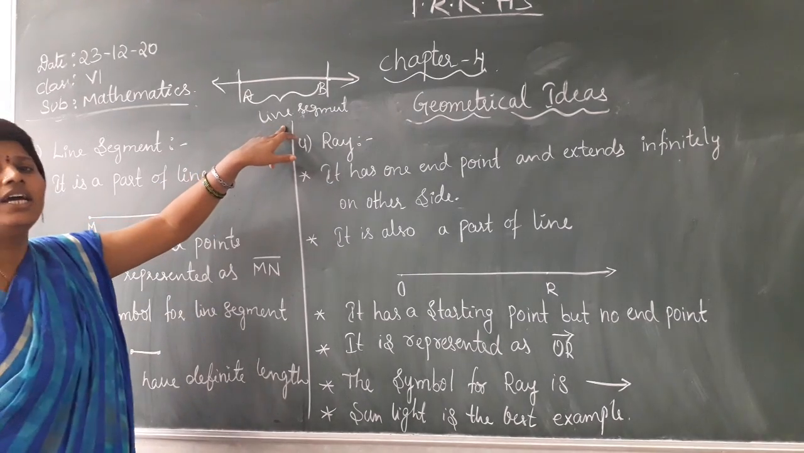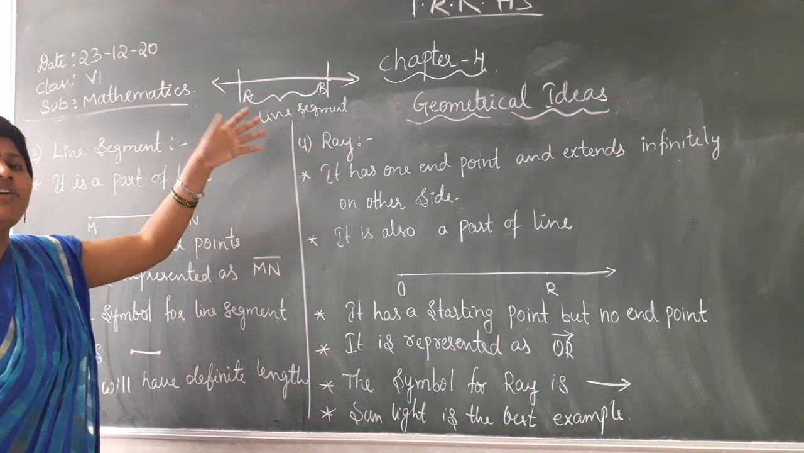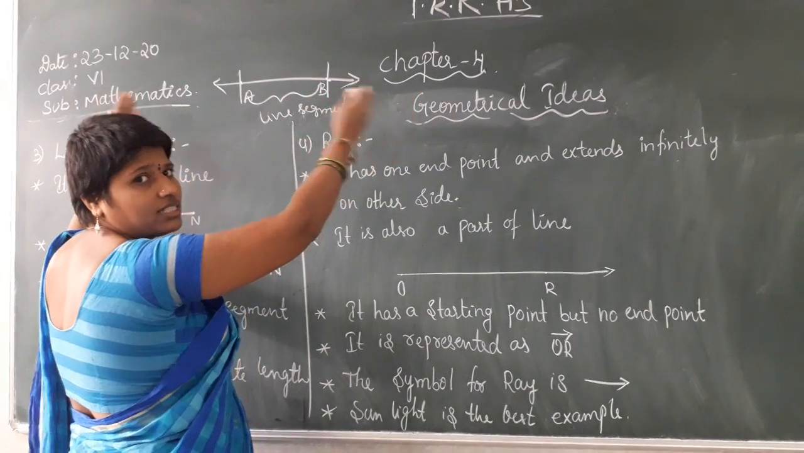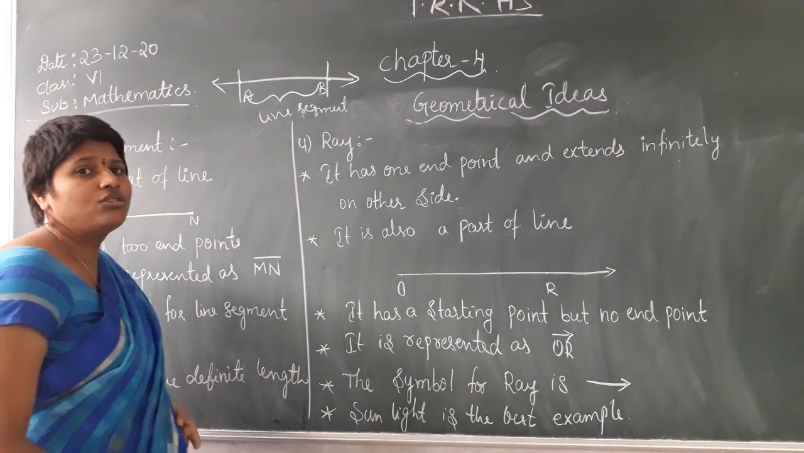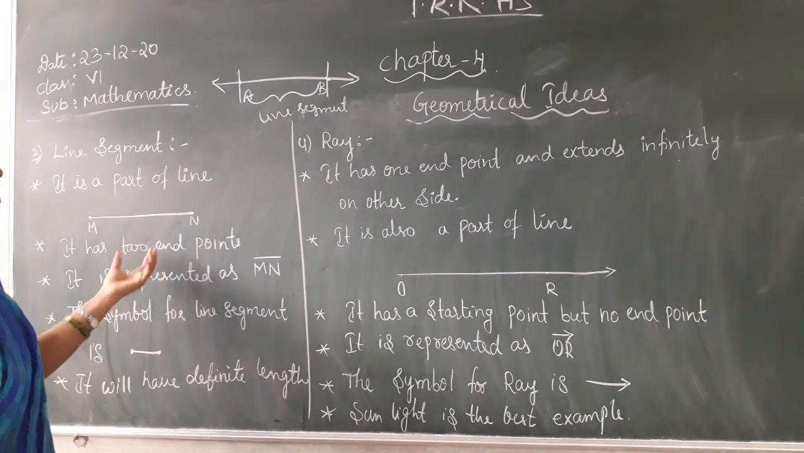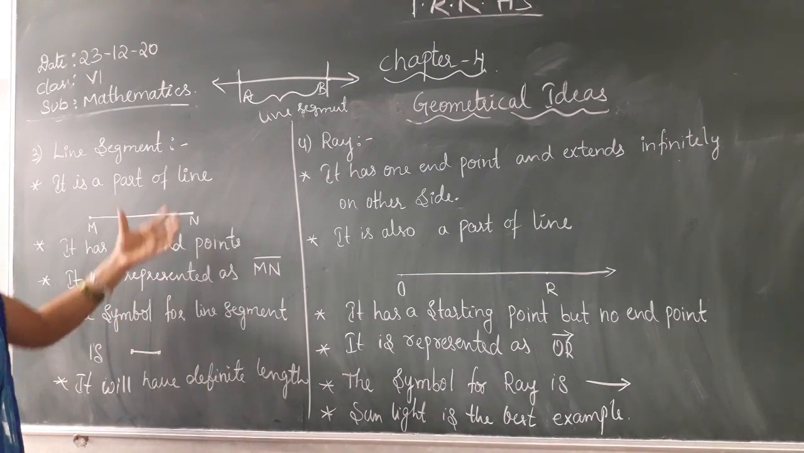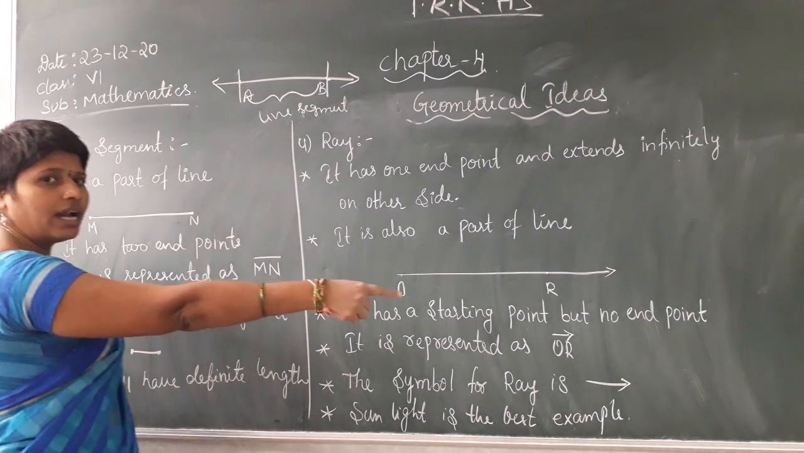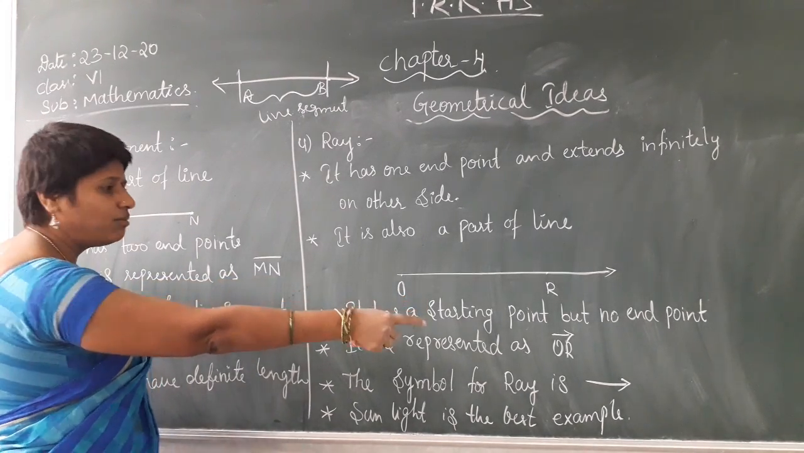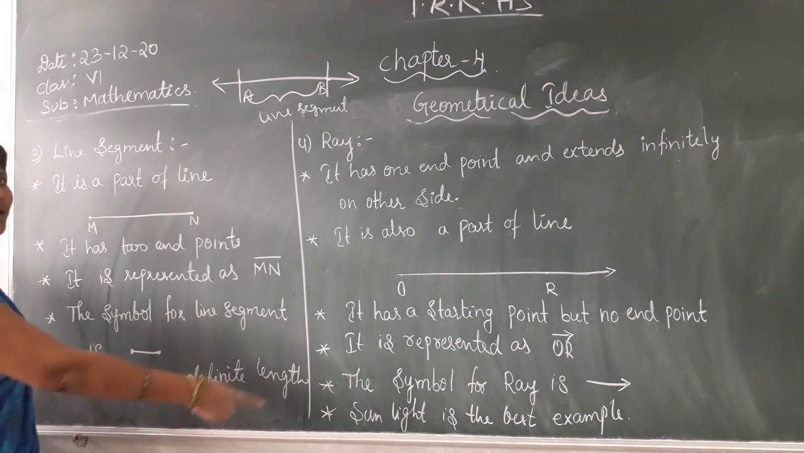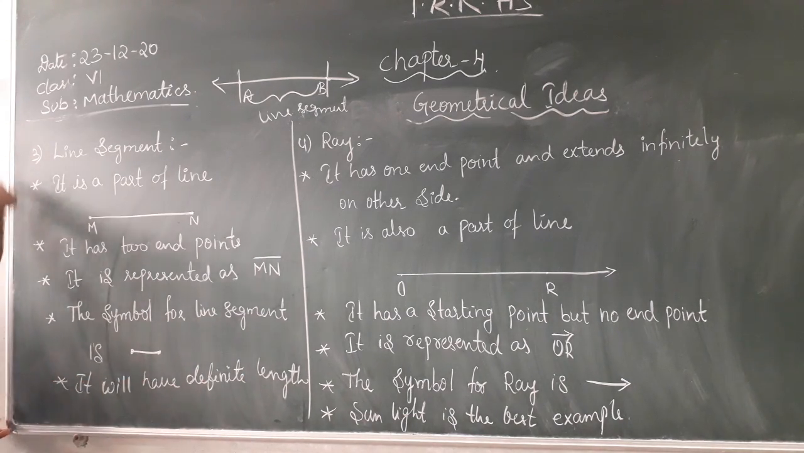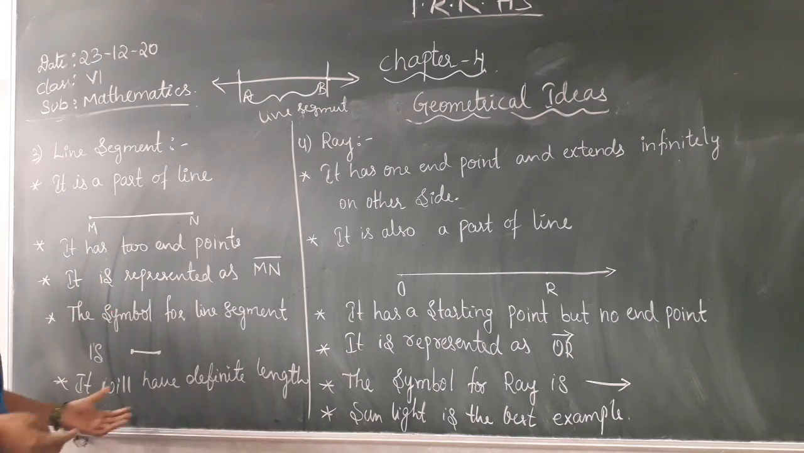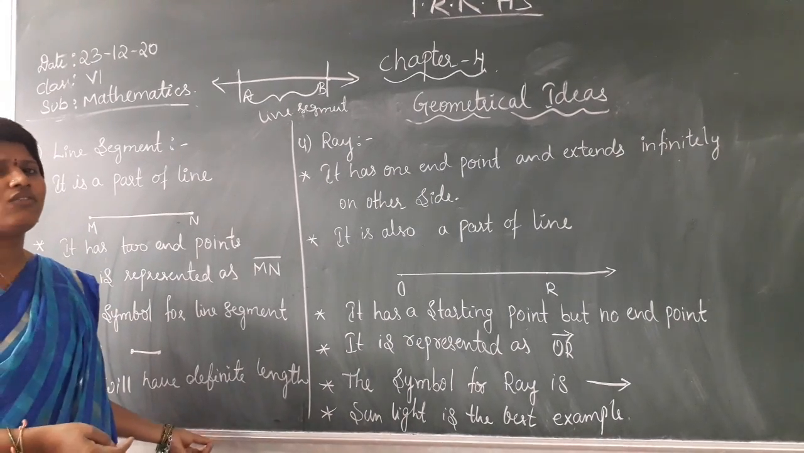Whereas you cannot measure the line. Why can we not? Because it extends on both sides. There is no end, so we cannot. So what are the best examples? See, if you take the board, from this end to that end, I can measure the length. This edge of the blackboard is nothing but your line segment. Best example. So like this, at least 2 examples you write for each one.